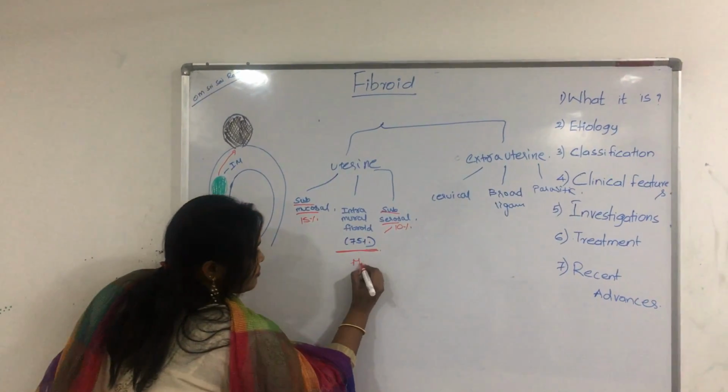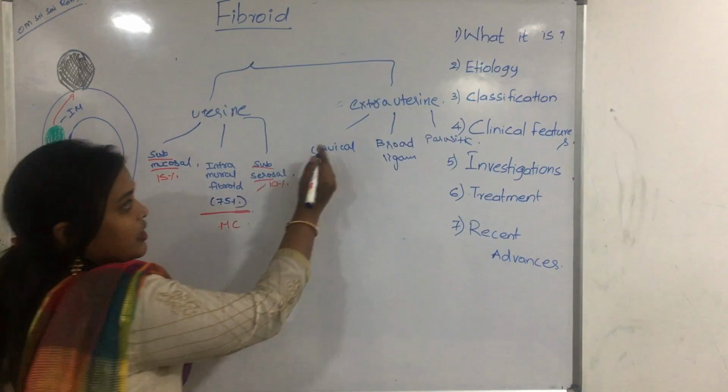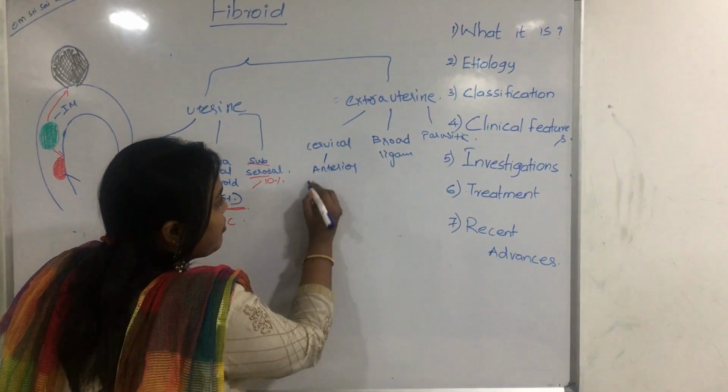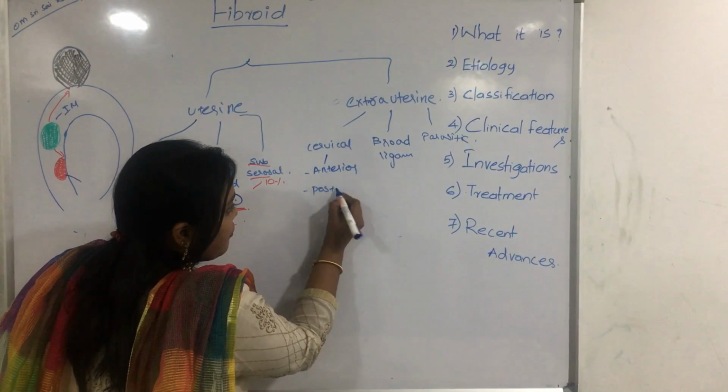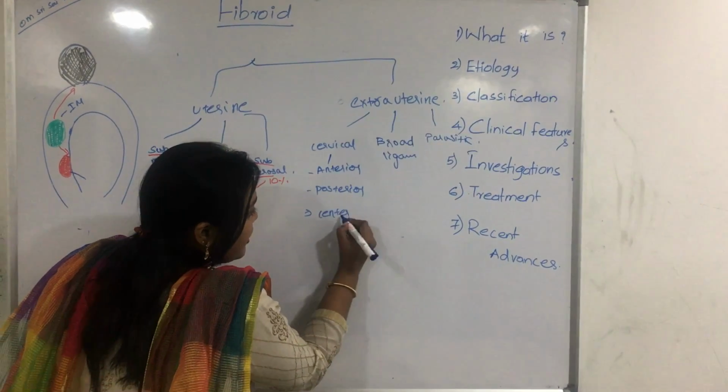So this is the uterine classification. Now in the extrauterine type, for the cervical fibroid, we have the anterior cervical fibroid, the posterior cervical fibroid, and in the center, the central fibroid.